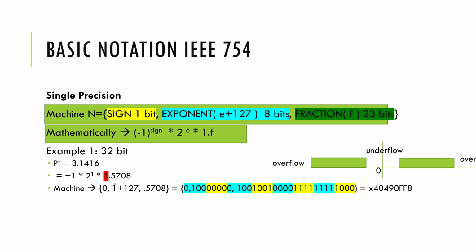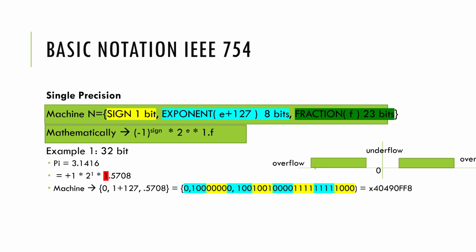Now, if you do 1.f, the way to write the machine part is that minus 1 to the power 0, so the sign is 0, the exponent was 1, so we write 1 plus bias, which is 1 plus 127, and for the last part you just remove the 1 and copy the 0.5708. If you write all that as a binary number, you get hexadecimal 40490FF8, and that is the machine format of pi in single precision format.